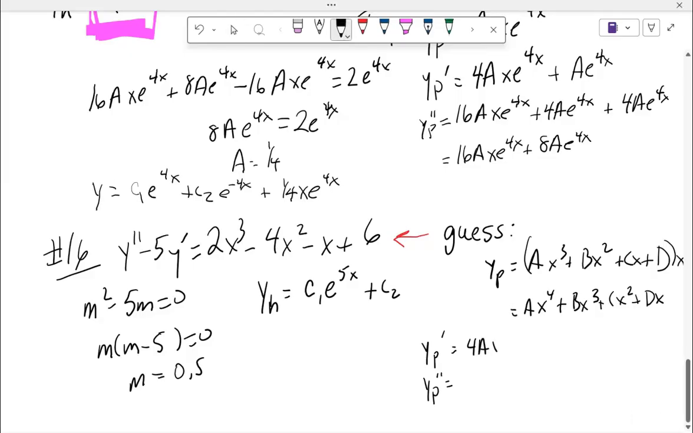4ax to the third plus 3bx squared plus 2cx. Good. And then our second derivative, 12ax squared plus 6bx plus 2c. Good.